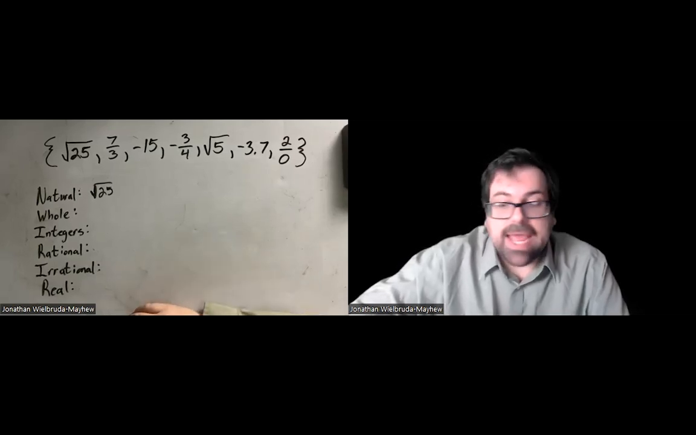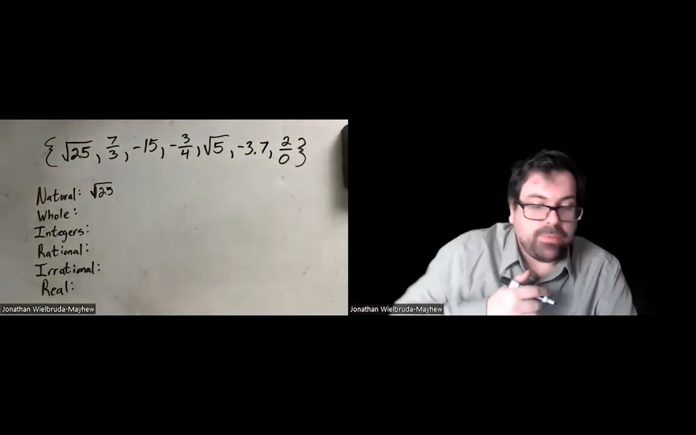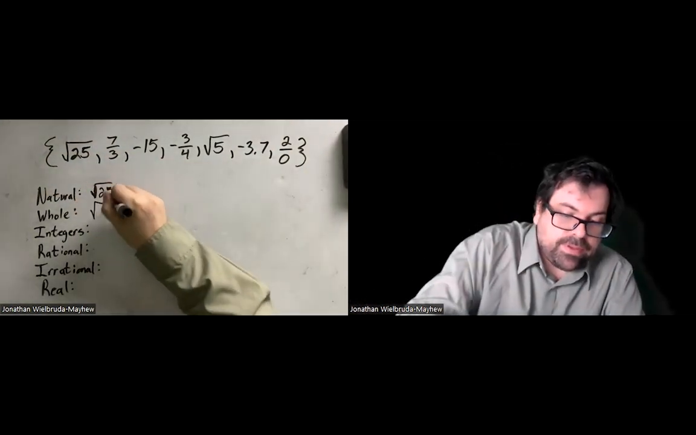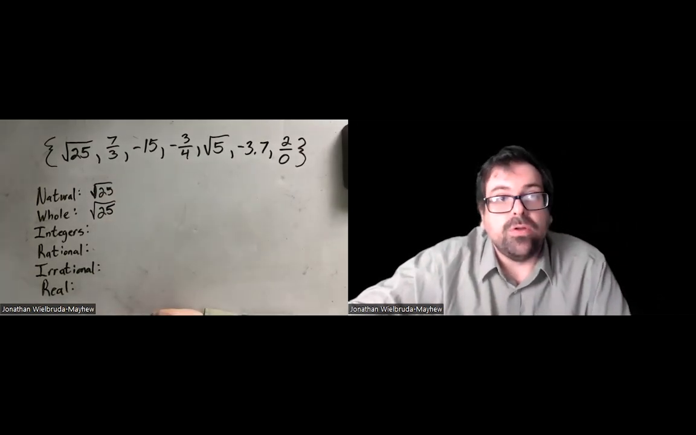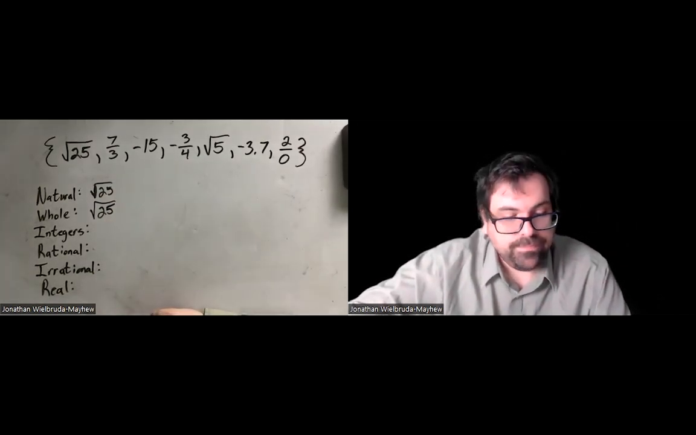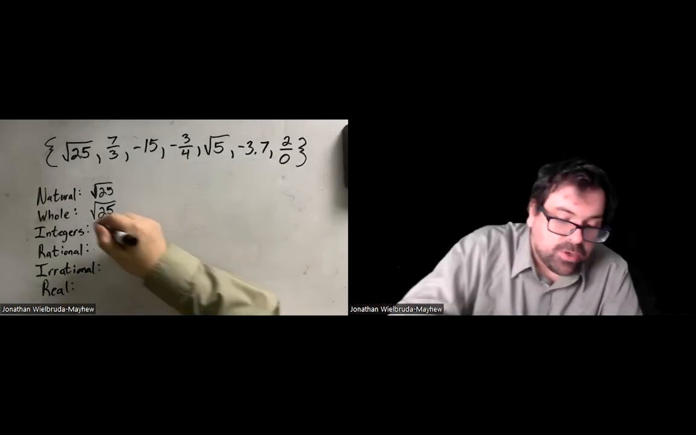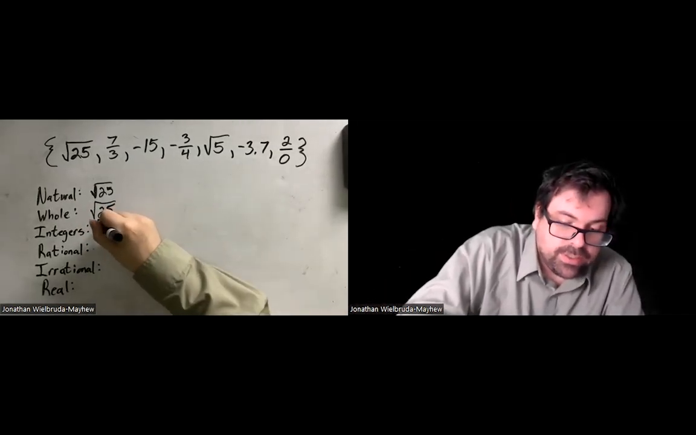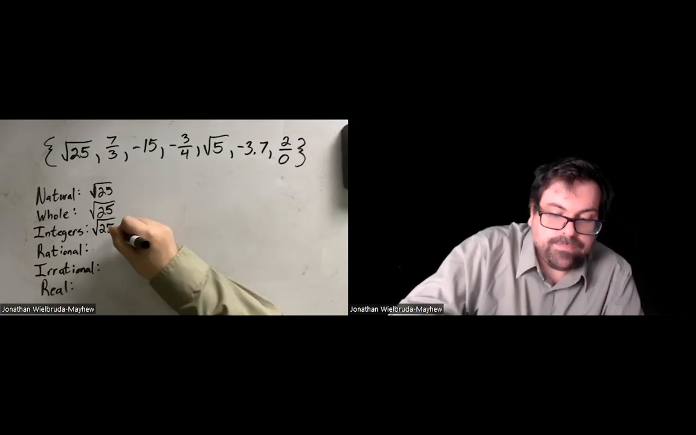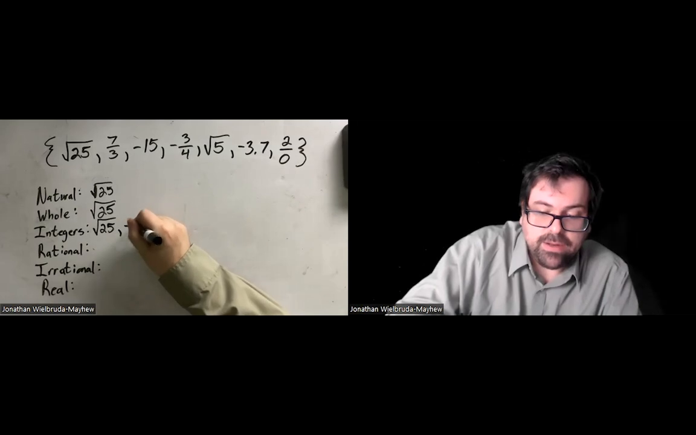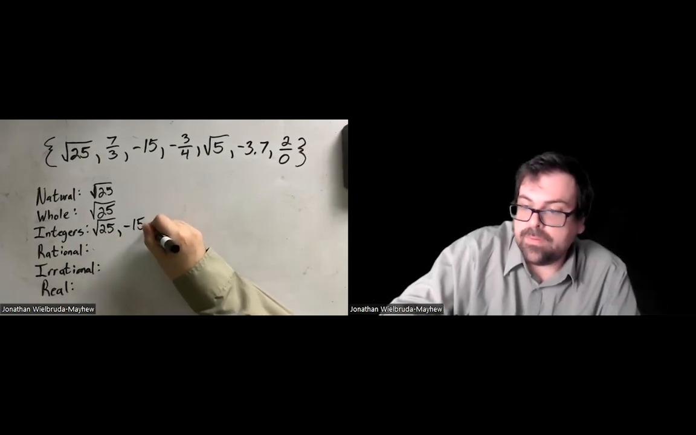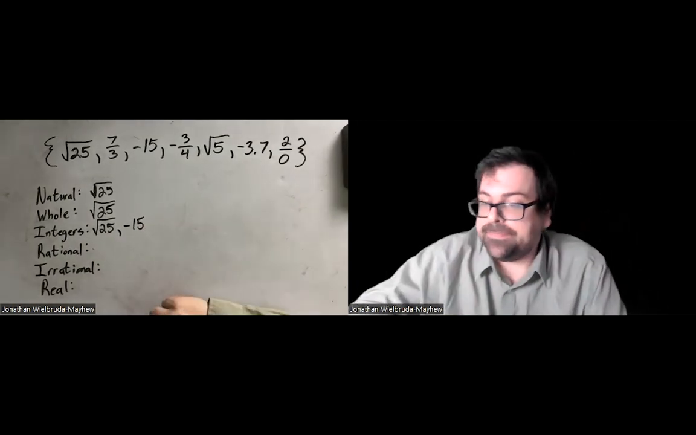To get our whole numbers, we would add 0 in, but 0 is not a member of this set. So the square root of 25 is still the only whole number. Since it's a whole number, it's also an integer. Do we have any more integers? We do. Negative 15. That's it.